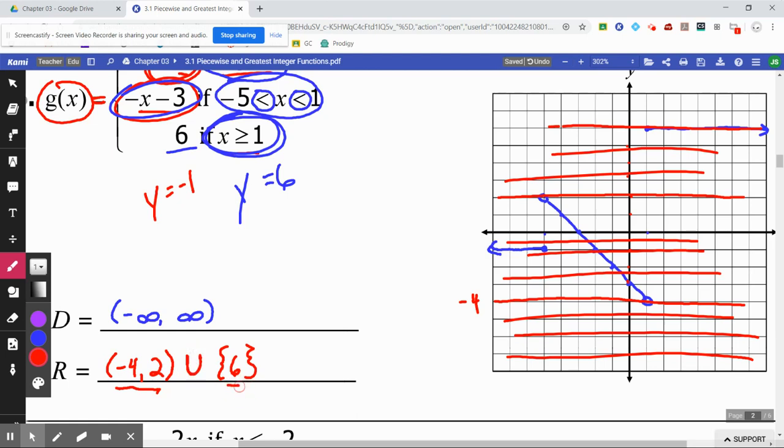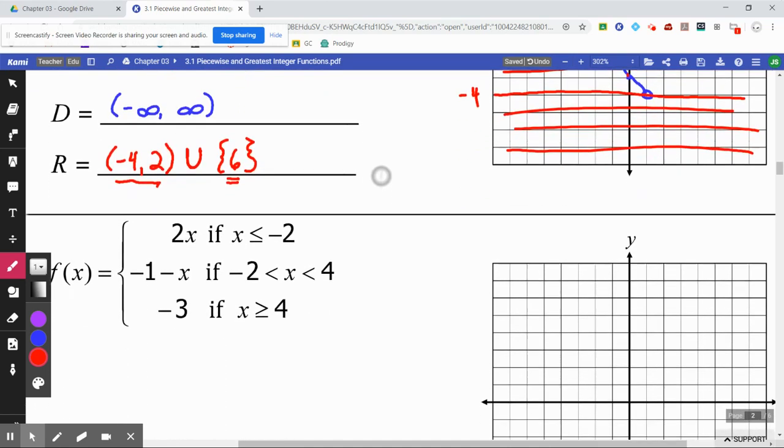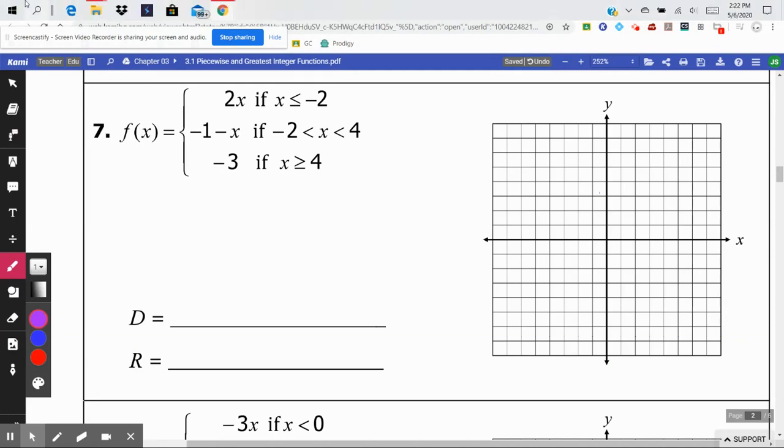Union the number 6. It's not 6 to 6 or anything like that. That's a single y value there, so you're just going to put union 6. Okay, number 7. Number 7, first off, let's find our parameters.